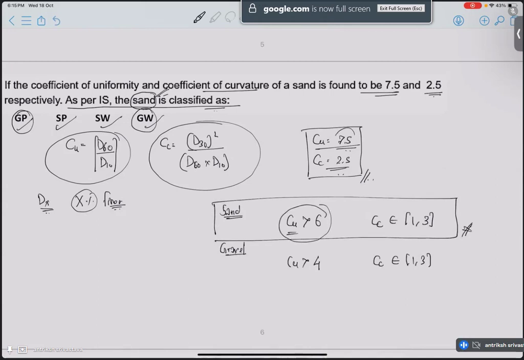So we are given 7.5, which is greater than 6. So this condition is satisfied. Cc, the coefficient of curvature, is 2.5, that is in between 1 and 3. So this condition is also satisfied. So we know that it is well graded. And since in the question it is given that it is sand, so it is well graded sand. So the answer will be SW.